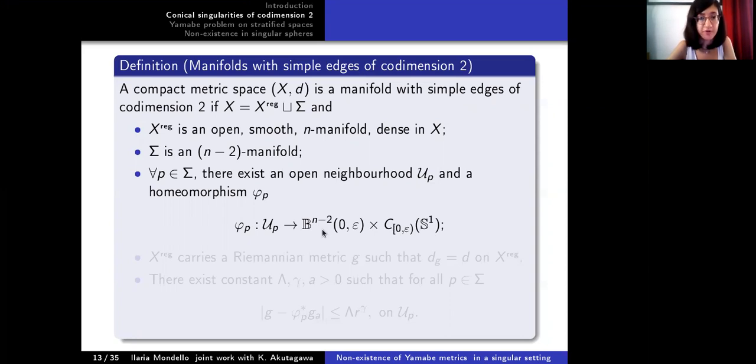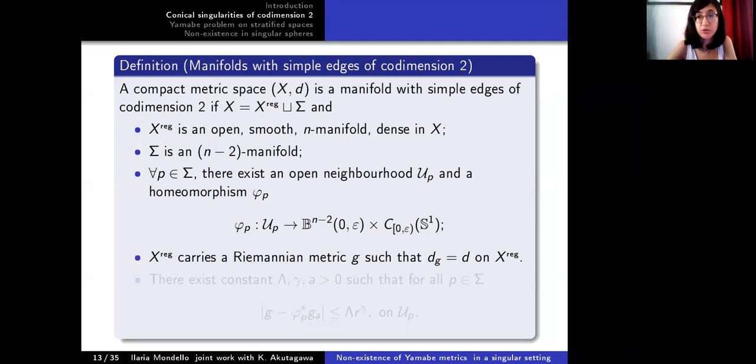And now we want to have a metric on this singular manifold, and we assume that there is a Riemannian metric on the regular set, which induces the same metric as the one that I gave before. And we need this metric to have a precise behavior close to the singularities. So this behavior needs to be conical.